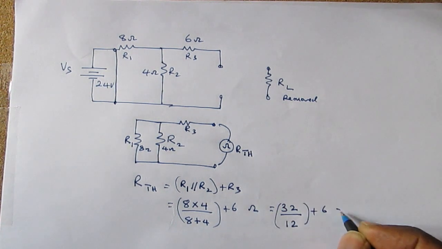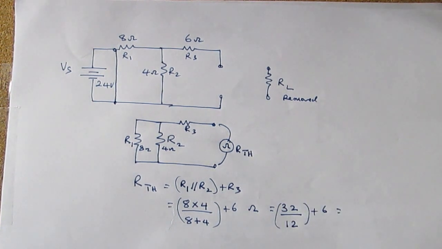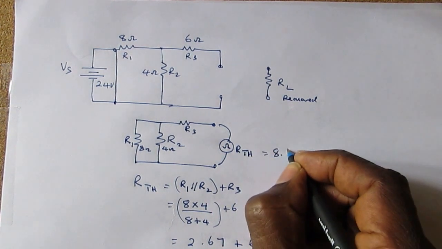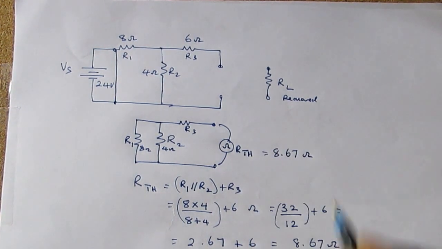plus 6 equals, so using the calculator, 32 divided by 12 equals 2.67, and we add the 6 and that gives us 8.67 ohm. So the R Thevenin equals 8.67 ohm.